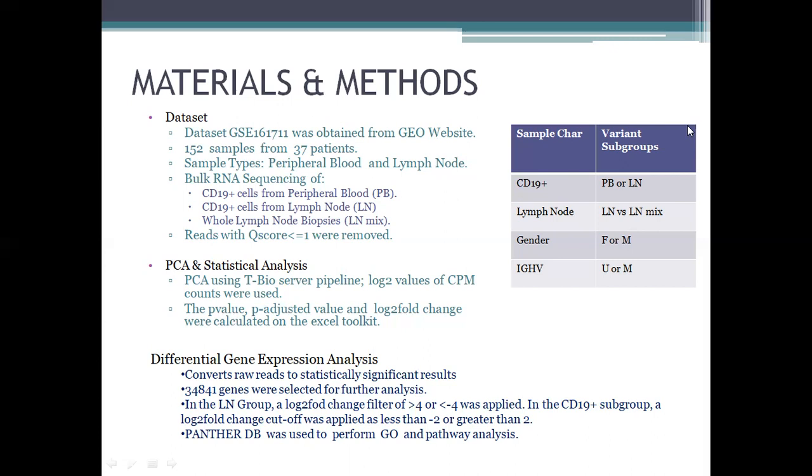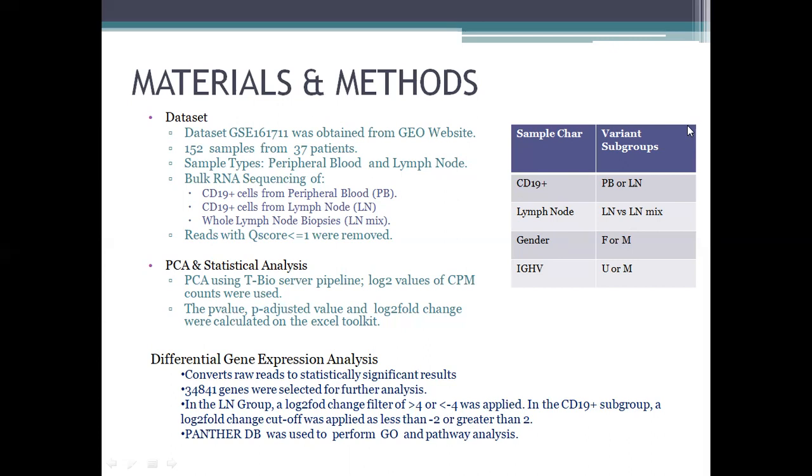The third and the most interesting part was to perform a differential gene expression analysis, which helps us understand the quantification and the significance of raw reads, how they were expressed, to statistically significant results, and also helps us correlate to their molecular pathways and the functions of the genes. About 34,841 genes were selected for further analysis.